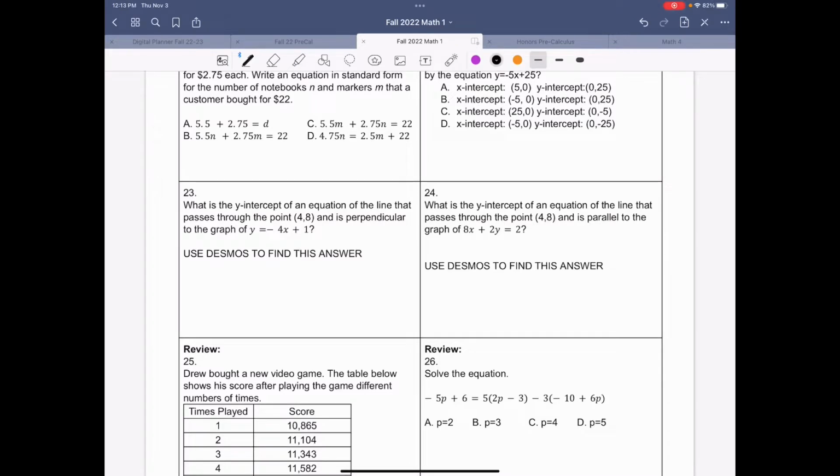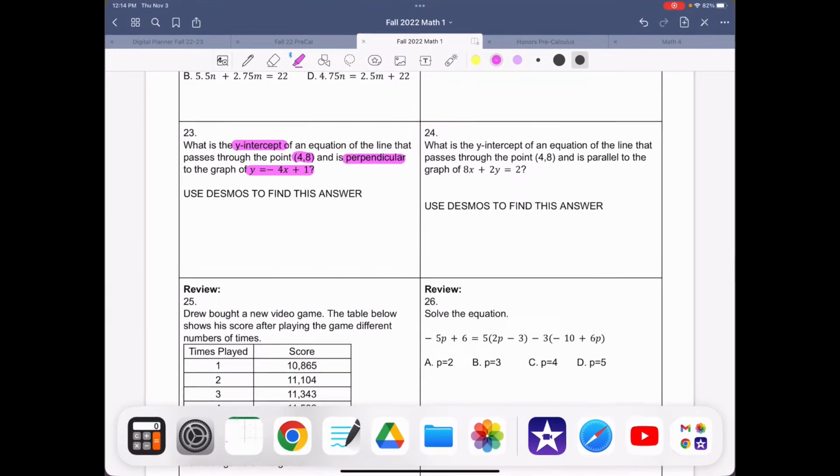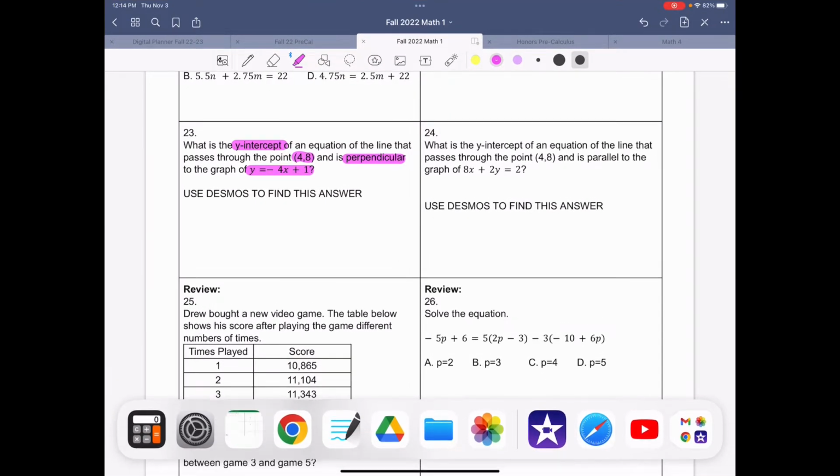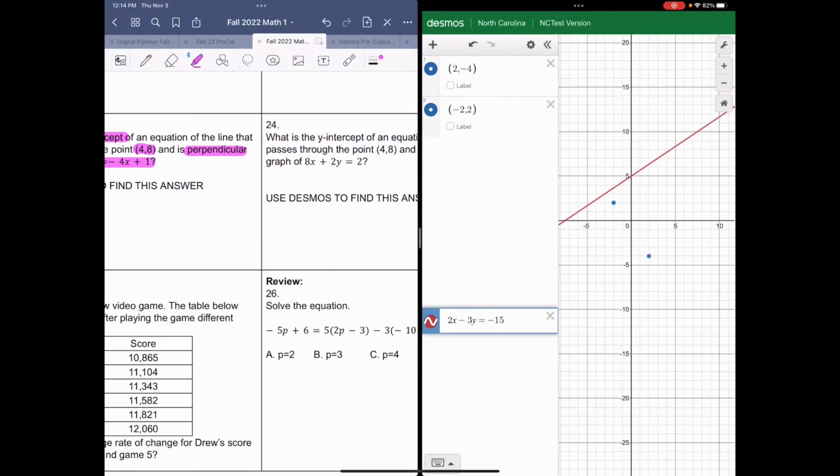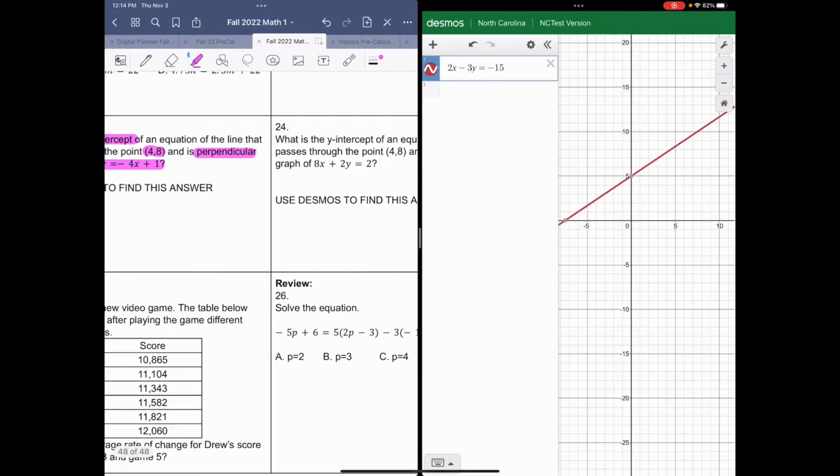All right, for number 23, it says, what is the y-intercept of an equation that passes through this point and is perpendicular to this line? So if I'm looking at this, I'm going to pull up Desmos, and we're going to test this out, and we're going to see how we can make that work properly, okay?